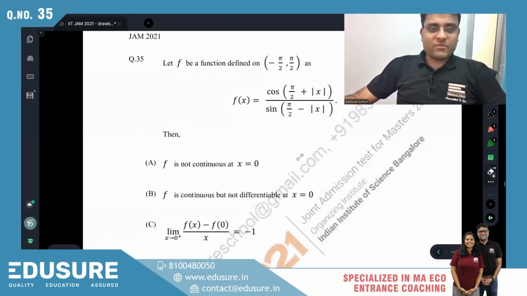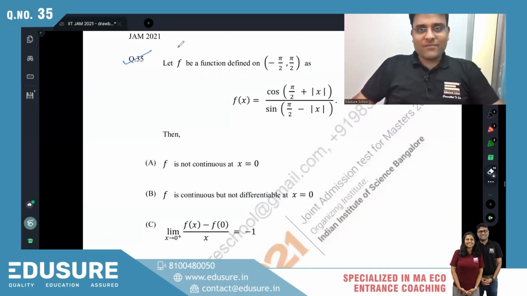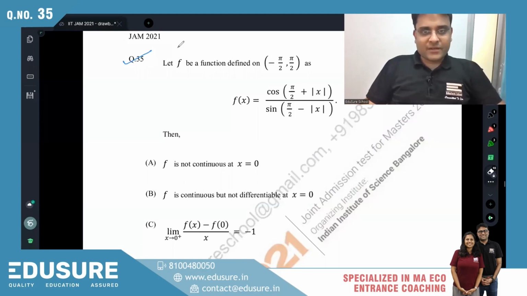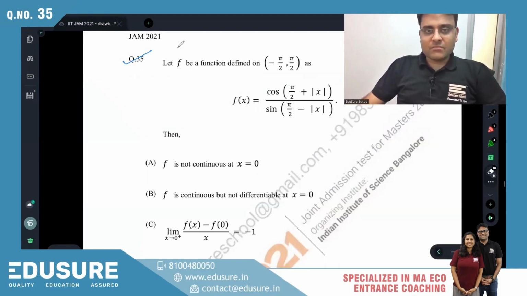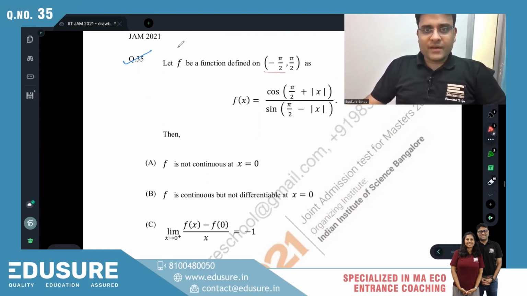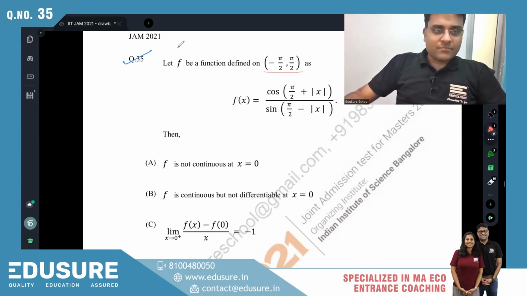IIT JAM 2021, question number 35. Let's take a look at this. So what do we have here? We have a function defined on the interval minus pi by 2 to pi by 2, and f(x) is equal to this. So let's try and understand how to break this up.